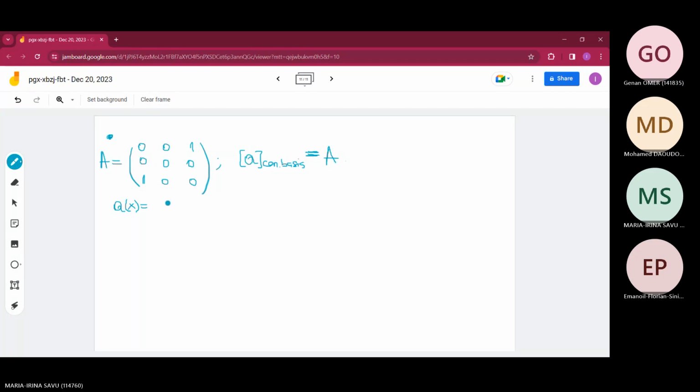X1, X3? Yes, two actually, X1, X3. Okay, but in this case, let me write it this way. You will have that lambda equals 0 is an eigenvalue, with ma of lambda equals 1, the algebraic multiplicity.